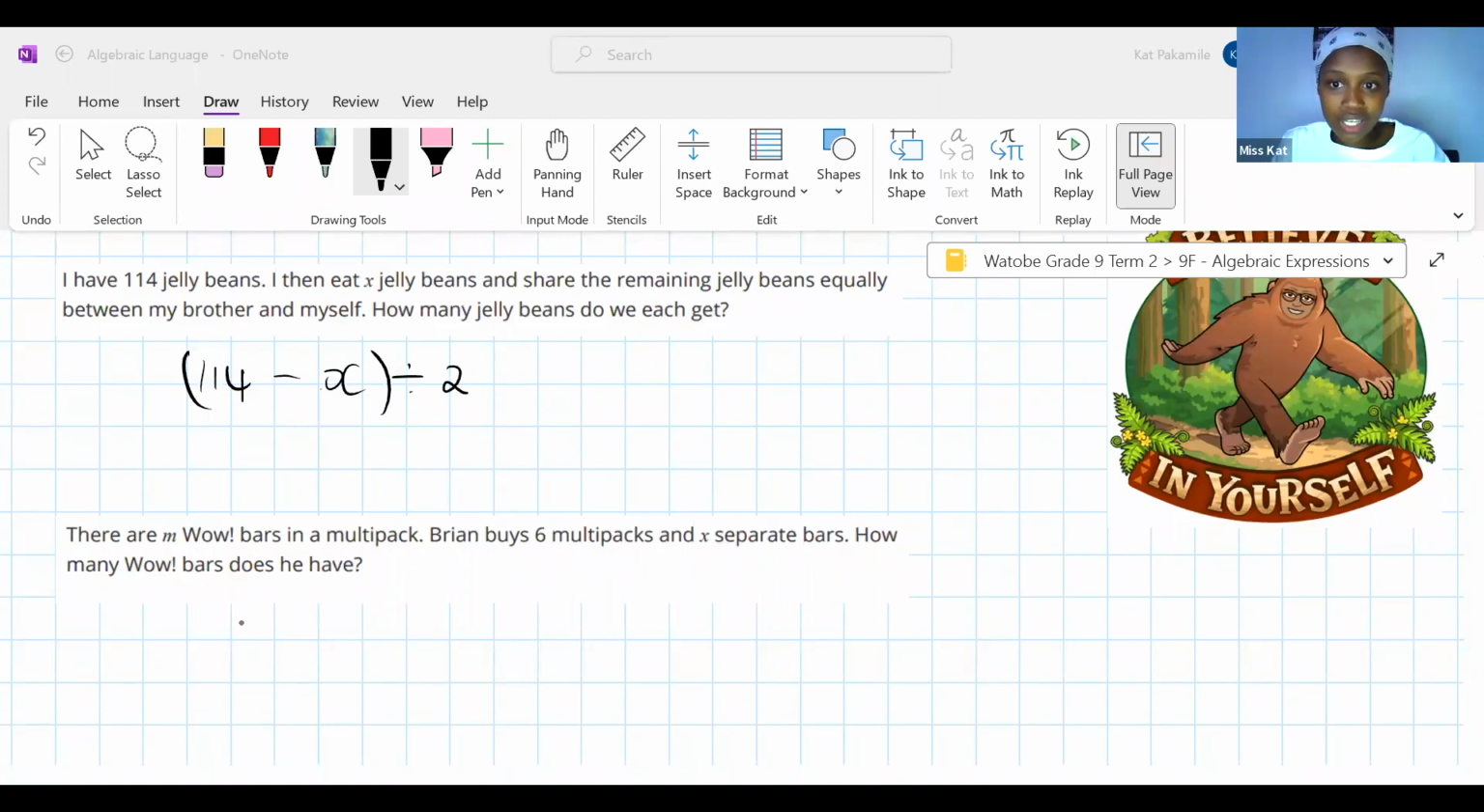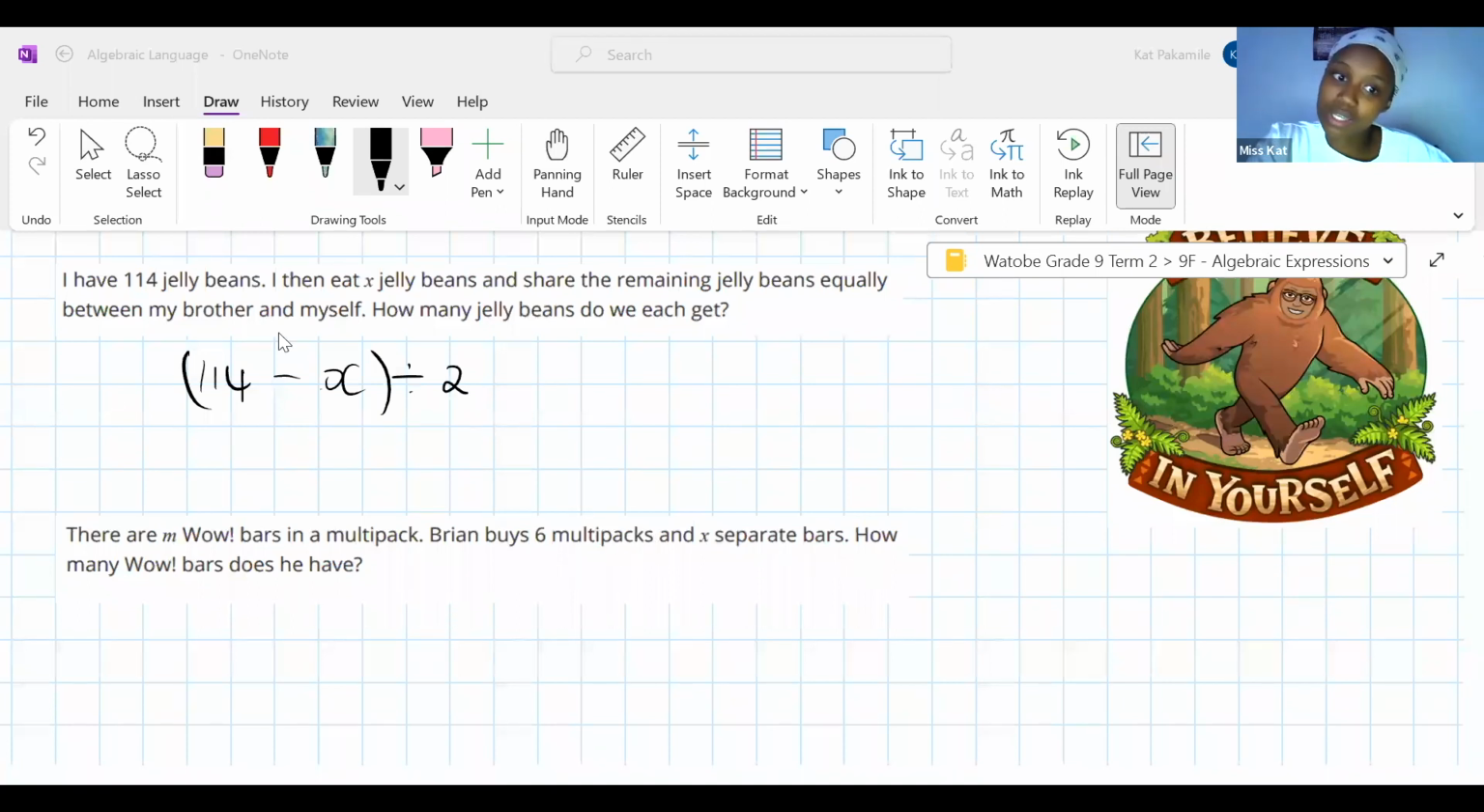Yeah, you see, Chichi? I just want to clear up a little misunderstanding that I think there might be. I think the sum is more so there's multi-packs, and each multi-pack has m bars. And then on top of that, he didn't buy the multi-packs, he bought the separate bars. Yes. So I see what you mean. So it's not supposed to be minus. It's supposed to be plus.